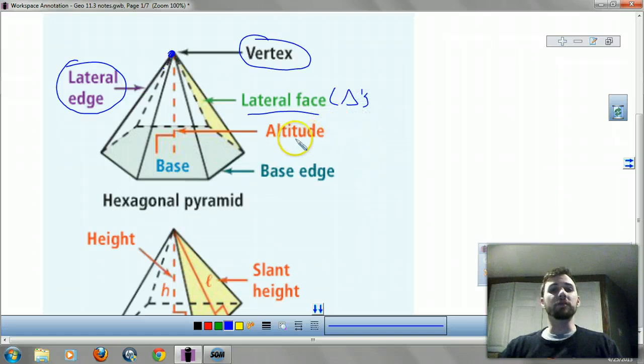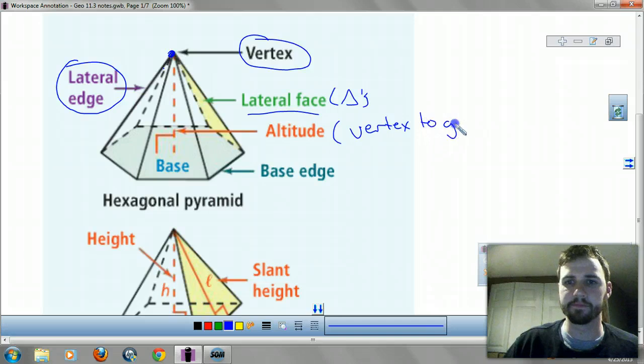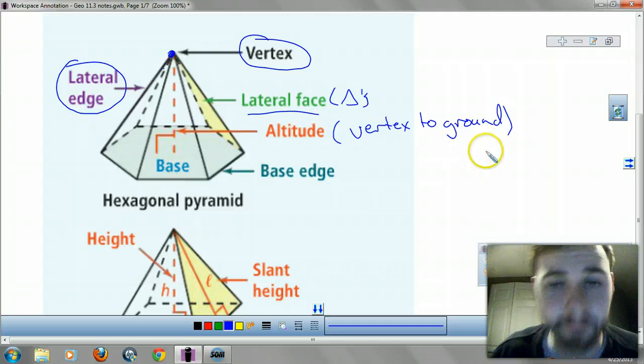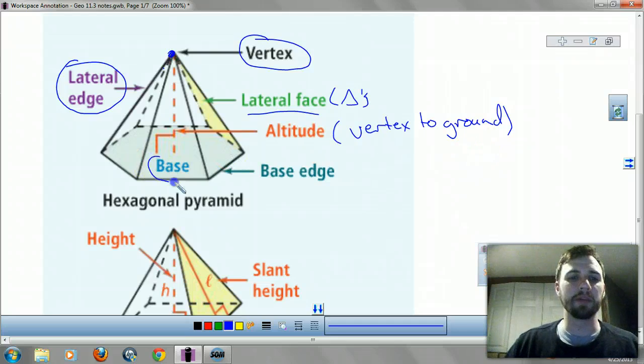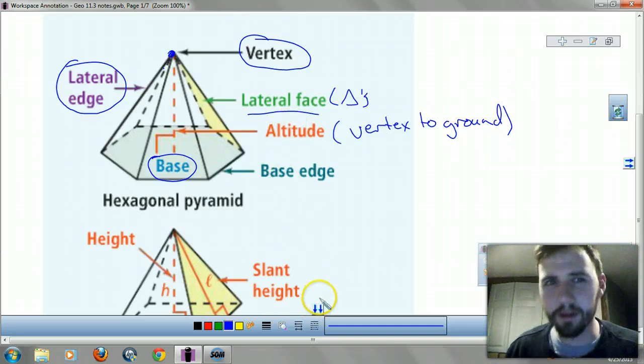And now for these, we're going to have an altitude. That's the height that goes from vertex to ground, we're going to say, assuming these are on the ground. Then we have a base and a base edge. Okay? There's one other thing that's different.